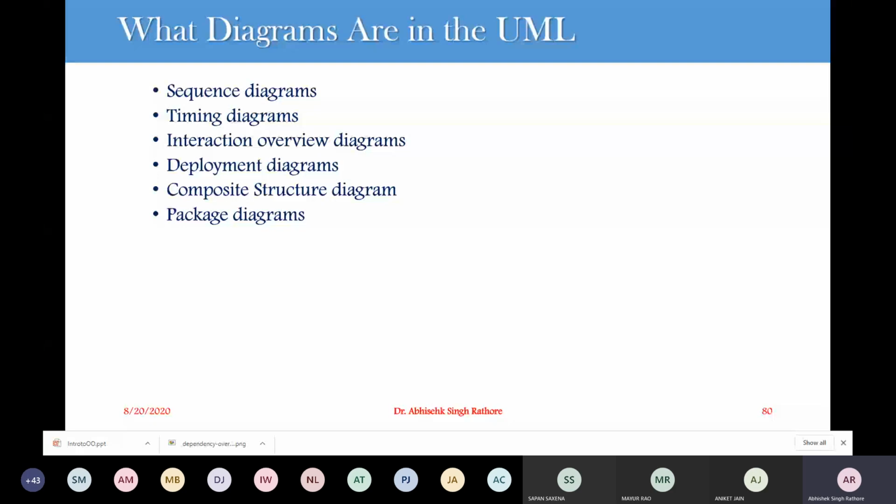In case of timing diagram, this is again an interaction diagram which depicts the detailed timing information and the changes to state or the condition of information which is being available. Then comes interaction overview diagram. In case of interaction overview diagram, this just shows the overview of the flow of control of your different interactions being available.